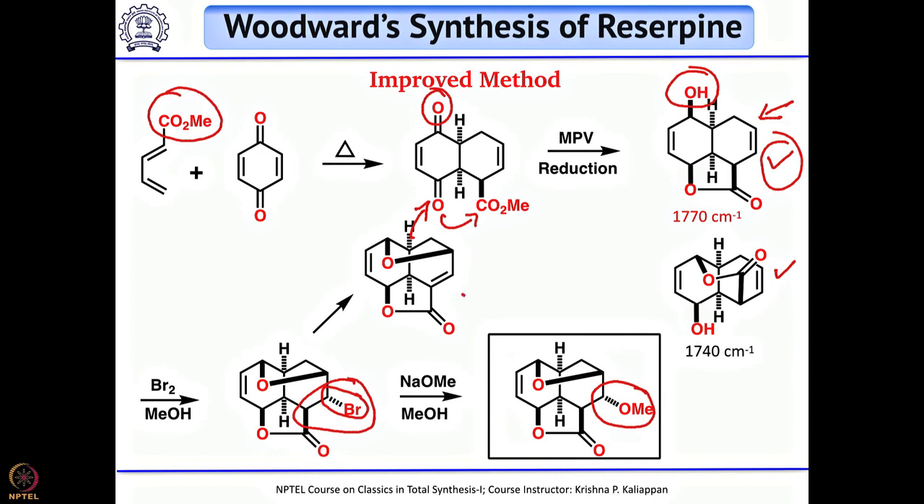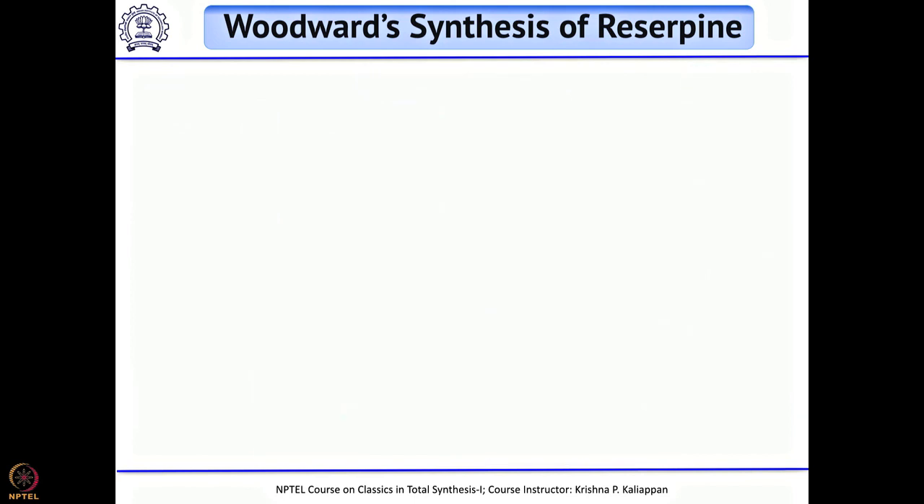Once you get this intermediate, sodium ethoxide now acts as a nucleophile. Then it undergoes 1,4 addition and you get this product. So this is the same intermediate you saw in the earlier slide, but that took more steps. Here you can see it took only 4 steps to make this compound starting from benzoquinone.